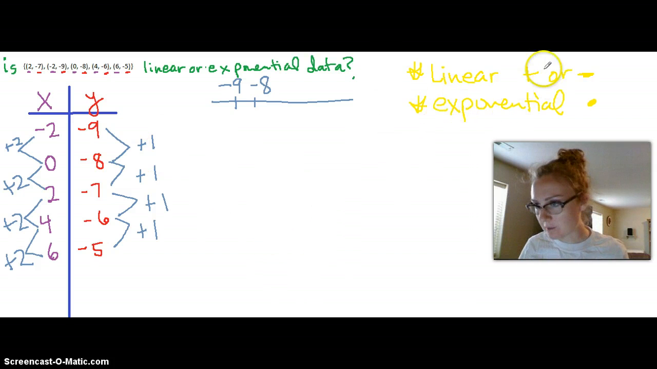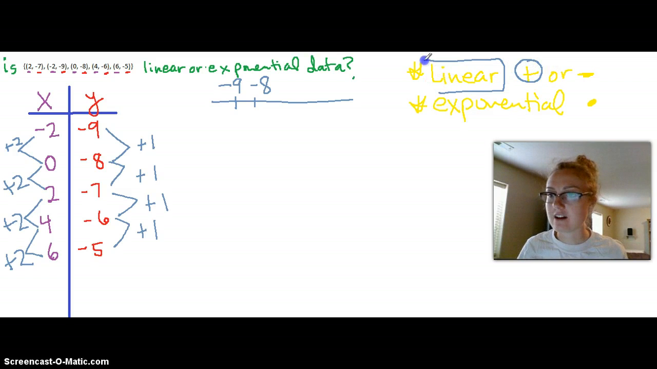So then we come over here and we look, and remember, linear means that we're adding or subtracting. Exponential means that we're multiplying. Well, we know that we're adding. This tells us that we have a linear function.